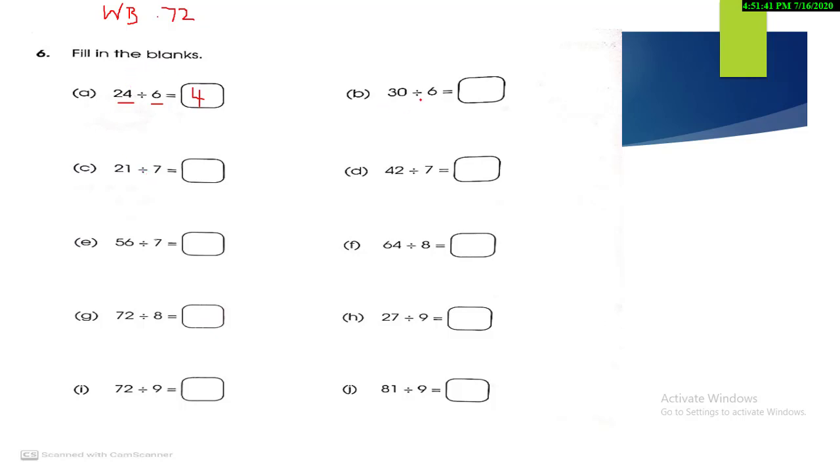Okay, let's do part B. 6 fours are 24, and again we are going to read the 6 times table. 6 fours are 24, 6 fives are 30. Yes, so 6 fives are 30. I know the middle number, that is 5.